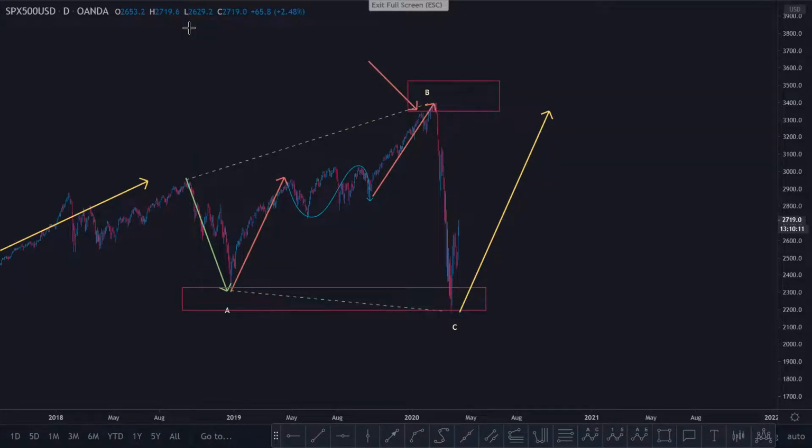Any other questions, guys? You have any charts you'd like me to analyze? We can analyze it in real time and see what picture you're looking at. Silver is a tricky one.